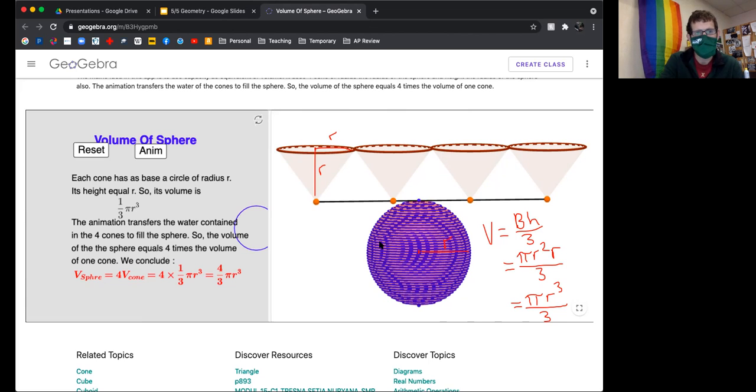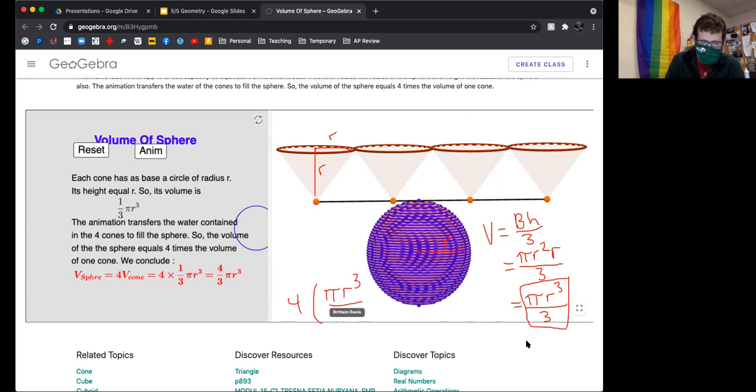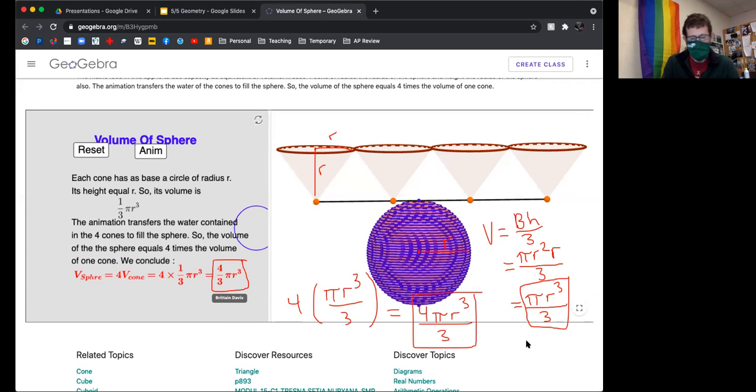So when we do that, what we're saying is not only am I taking this one cone and putting it into the sphere, but I'm going to take 4 of them. So I'm going to have 4 times pi r cubed over 3. So that gives us our final formula. We can write it a couple different ways. I could write it as 4 times pi times the radius cubed over 3. And that's the volume of a sphere. Or it could be written this way, 4/3 pi r cubed.